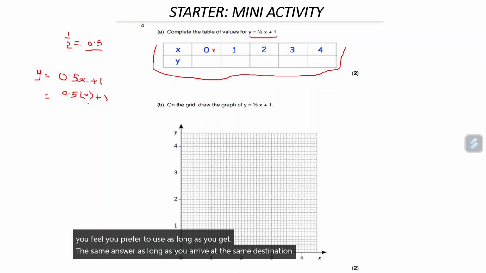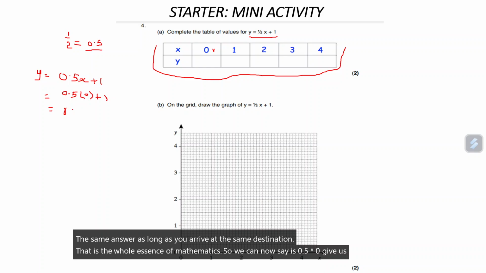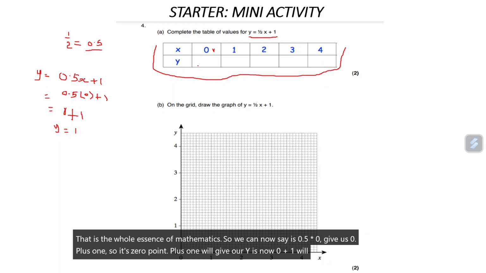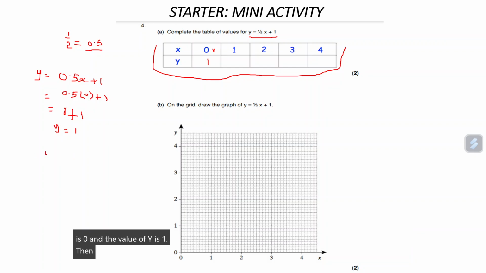That is the whole essence of mathematics. So we can now say 0.5 times 0 will give us 0 plus 1. So 0 plus 1 will give our y is now 1. So when our value of x is 0, the value of y is 1.